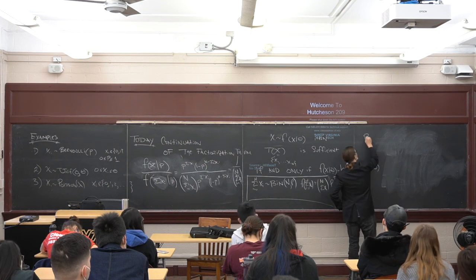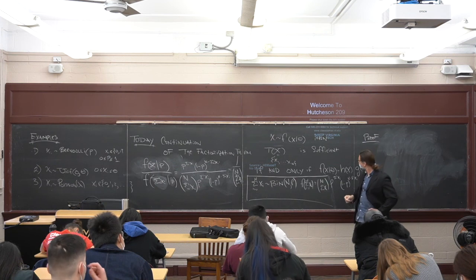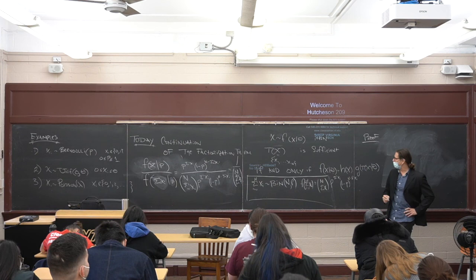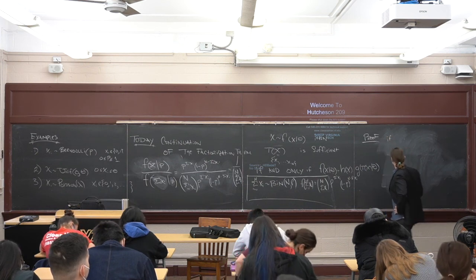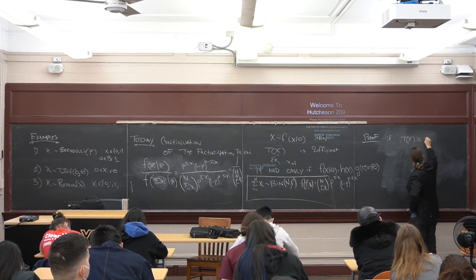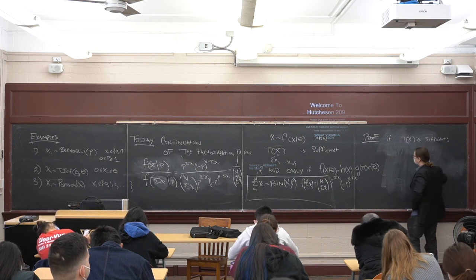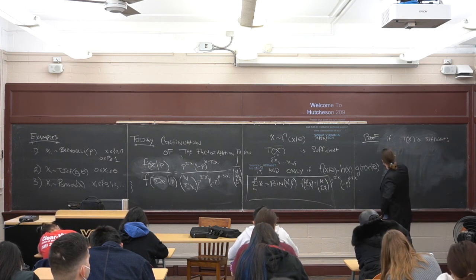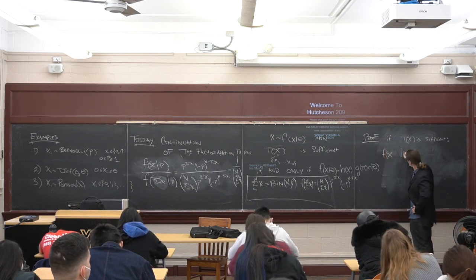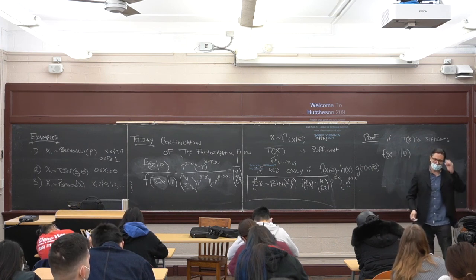So, proof. We'll look at these other examples in a moment. We did the if direction already. So if T of x is sufficient, then I can just write out f of x given theta. So this is our original model. If I know x, I know T of x.